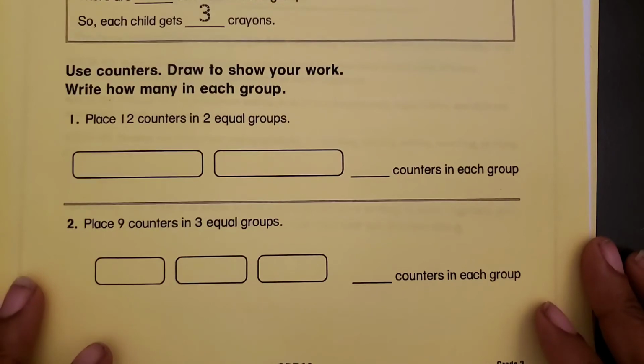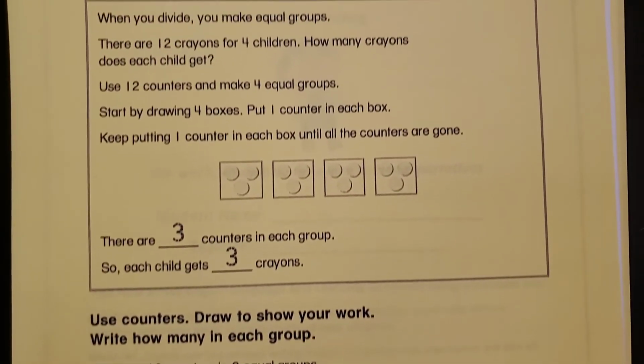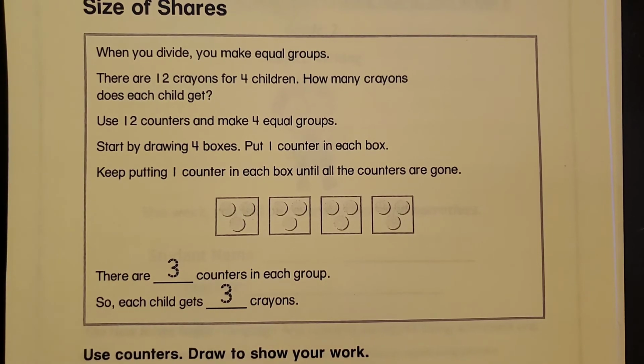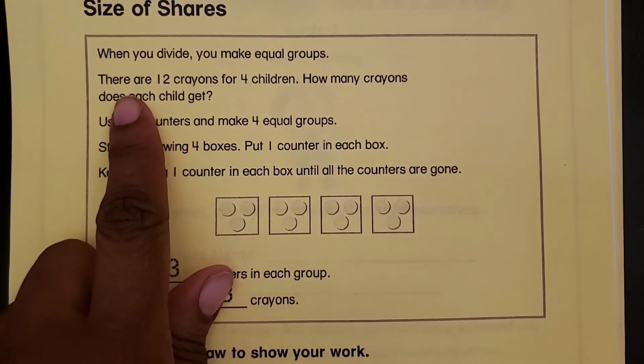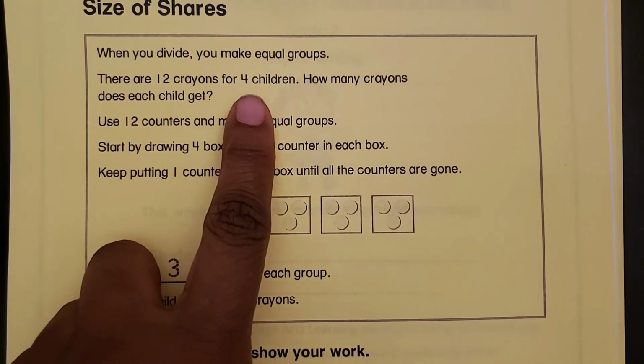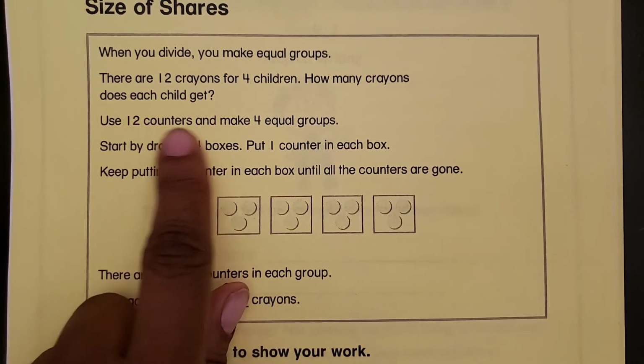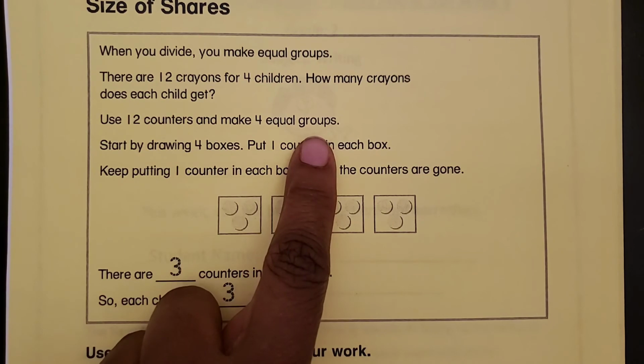Last but not least, this is a page that you will do by yourself. I'm just going to go over the directions so that you understand it, and I will check it to see if you did, okay? The problem says there are 12 crayons for 4 children. How many crayons does each child get? Use 12 counters and make 4 equal groups.